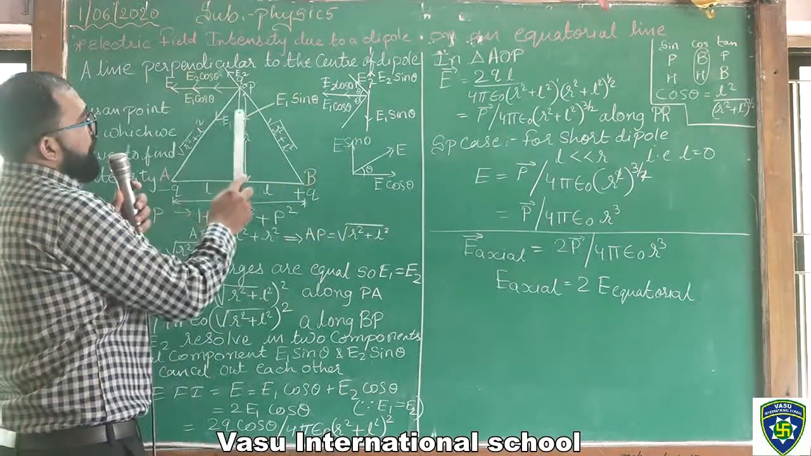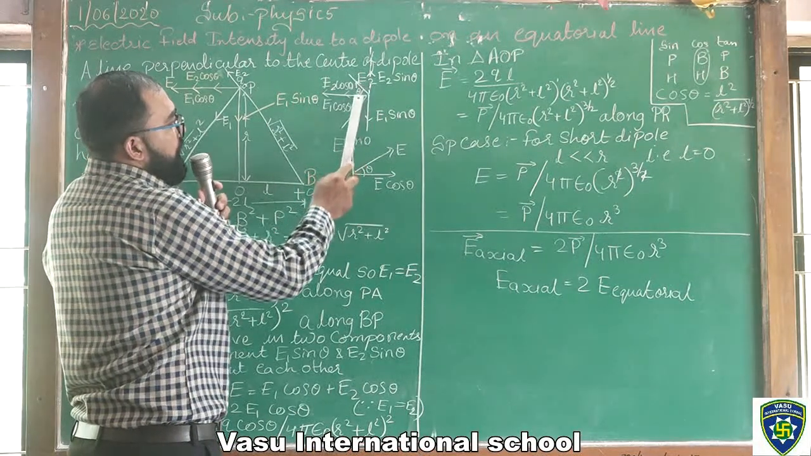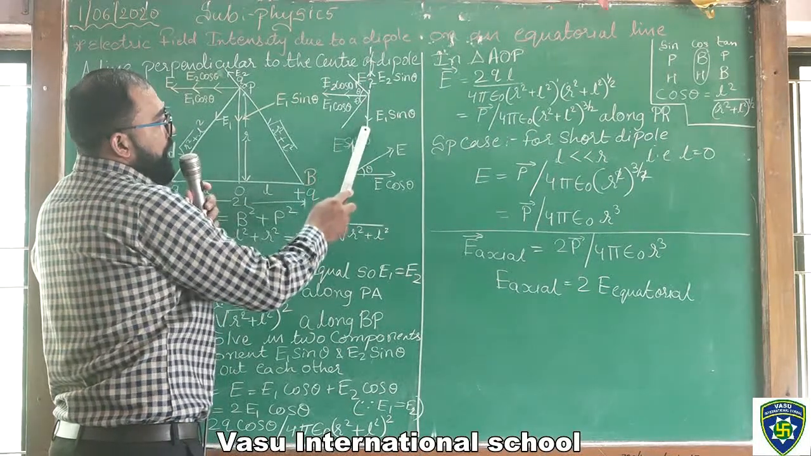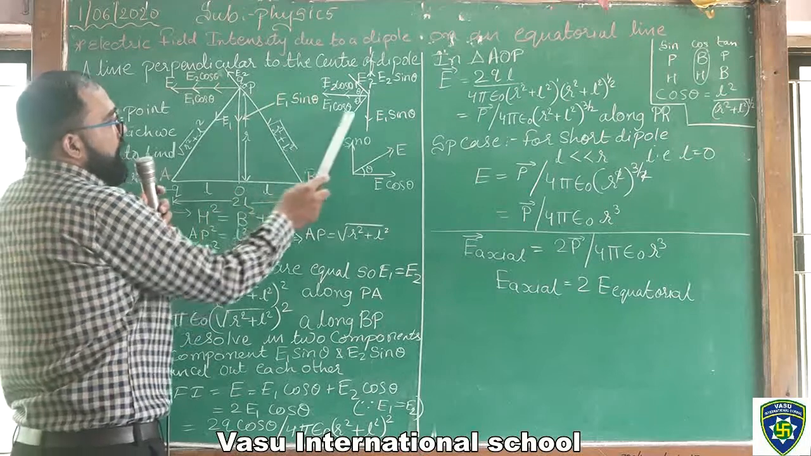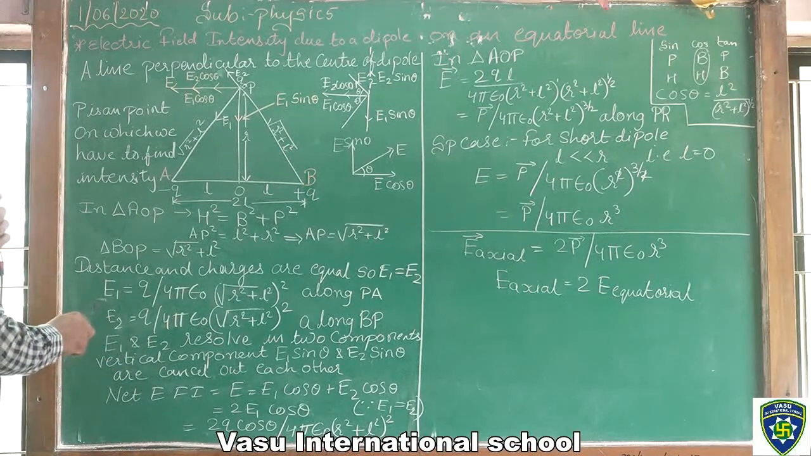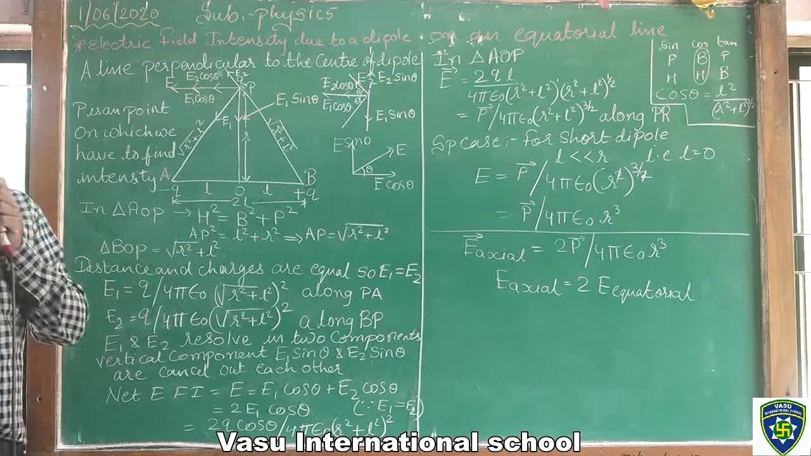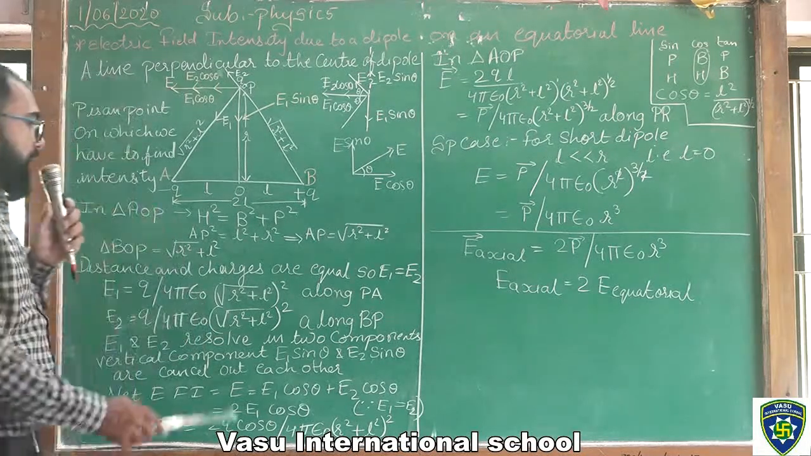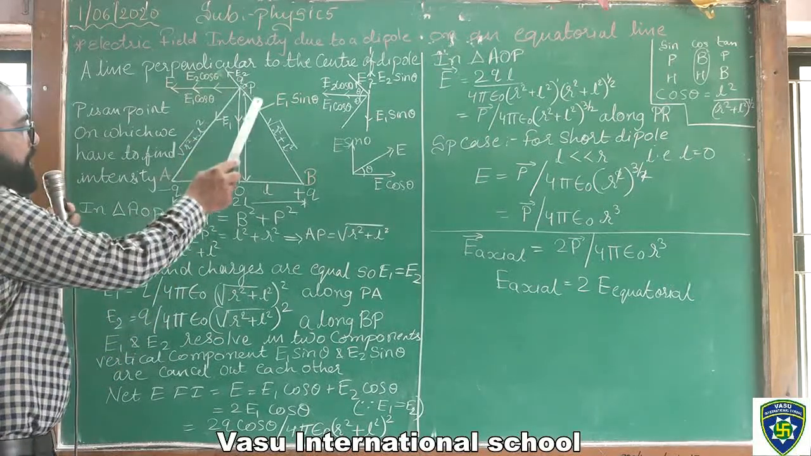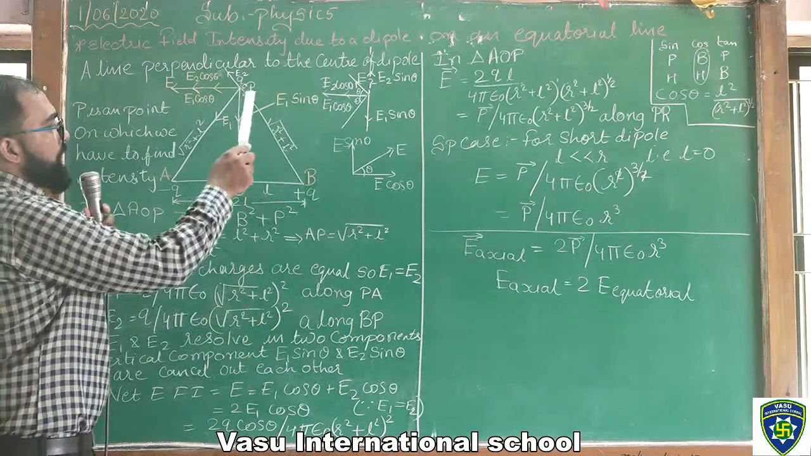The figure here shows the E2 charge, so here I am saying E2. So the components of that E2 are E2 cos theta and E2 sin theta. Same here for E1, so E1 sin theta and E1 cos theta. Okay, so for E1 we have the equation Q upon 4 pi epsilon 0, here the distance is R square, that is square root of R square plus L square the whole square, along AP. And second, E2 is equal to Q upon 4 pi epsilon 0 square root of R square plus L square, along BP.